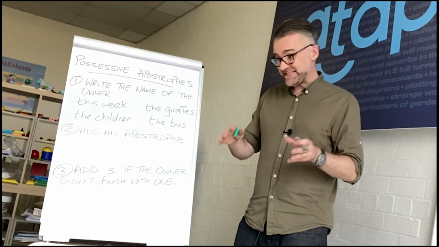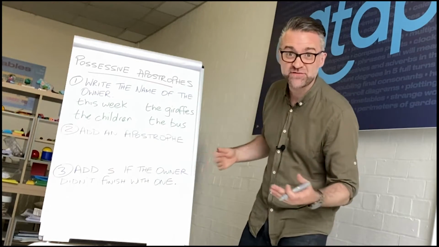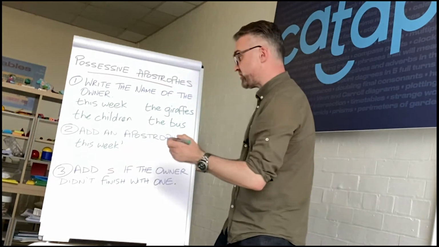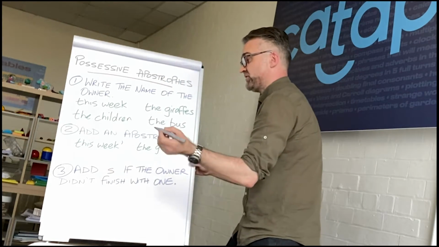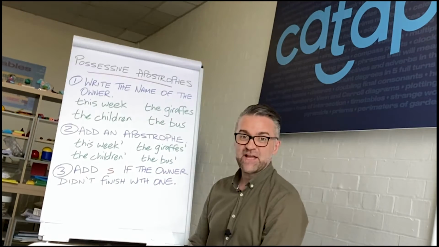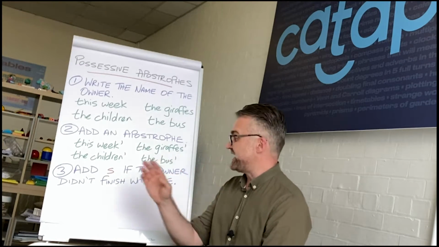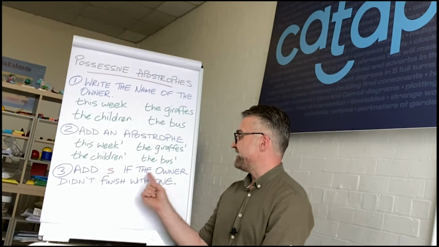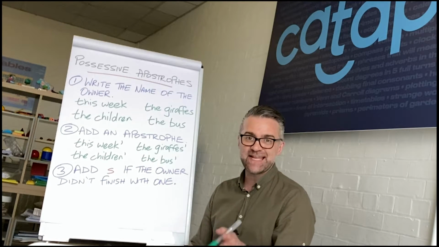Step number 2 is quite simply just take these words and put an apostrophe after them. So write this week with an apostrophe. The giraffes with an apostrophe. The children with an apostrophe. The bus with an apostrophe. And the all-important rule is step number 3. Add the letter S if the owner didn't finish with the letter S.